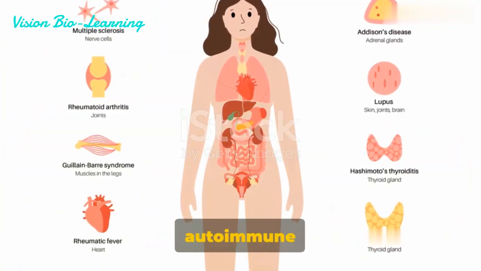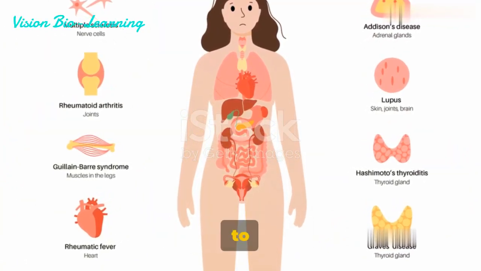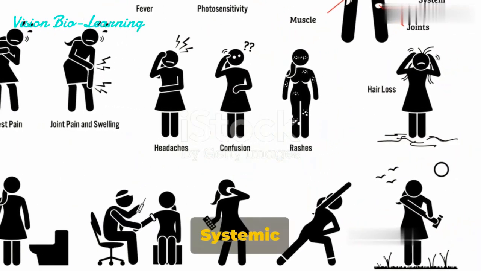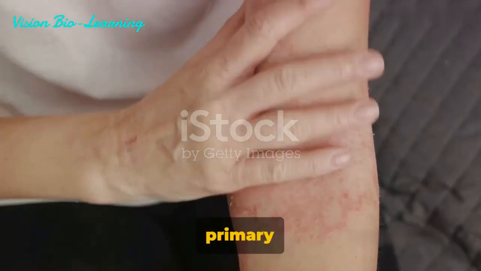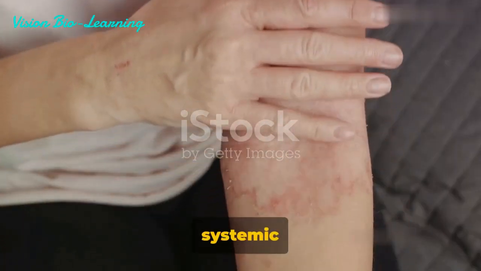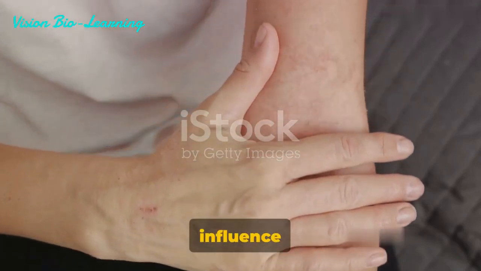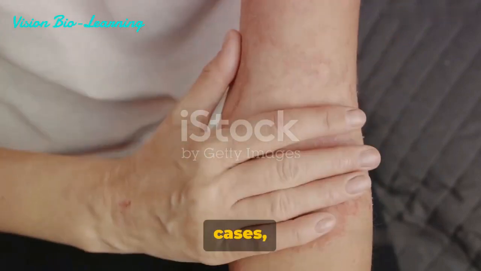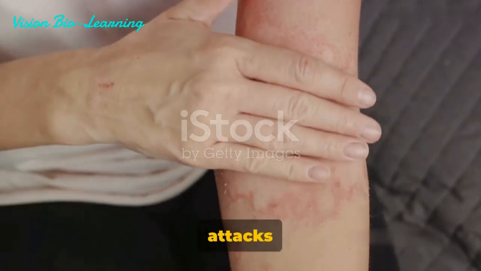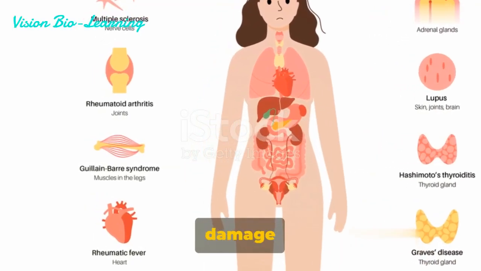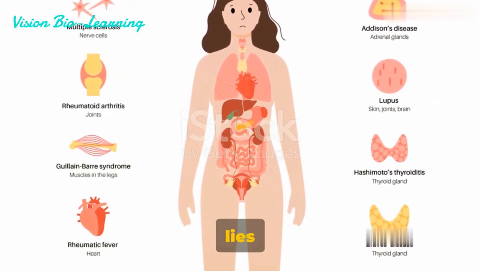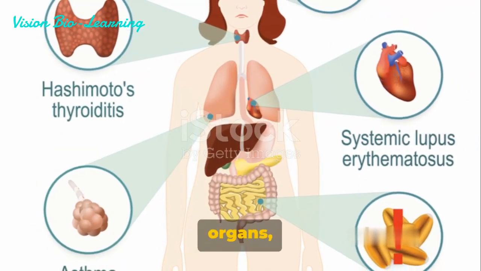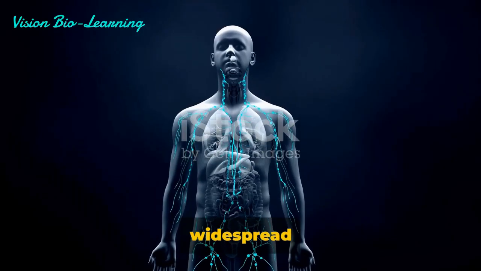Contrastingly, systemic autoimmune diseases are not confined to a single organ. Instead, they affect multiple tissues throughout the body. Systemic lupus erythematosus and primary Sjögren's syndrome are classic systemic autoimmune diseases which can influence a diverse range of tissues, from the skin and kidneys to the brain. In both cases, the body's immune system mistakenly attacks its cells, leading to potential damage and dysfunction. The key difference lies in the scope of their impact. Organ-specific diseases target individual organs, while systemic diseases have a more widespread effect.